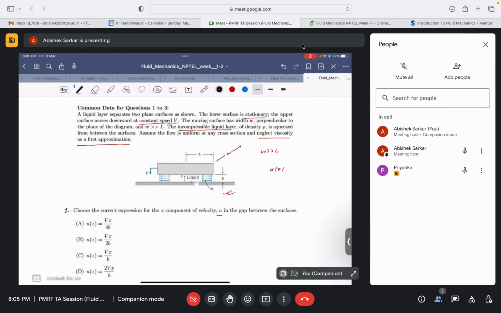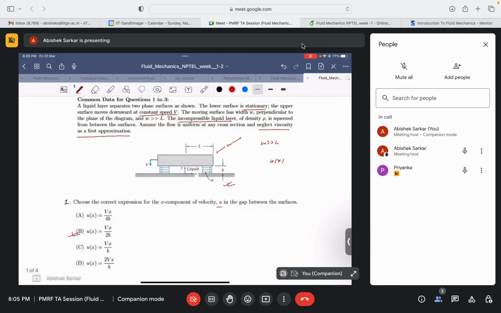Sir, B. Yes, sir. Okay, let me check. I also don't know. So you say B. Could you tell how you approached the problem? Sir, the mass conservation. The volume of water being pushed should be equal to the volume of water that is being squeezed out. Okay, help me out with the equations. Just use A1 V1 equals A2 V2.